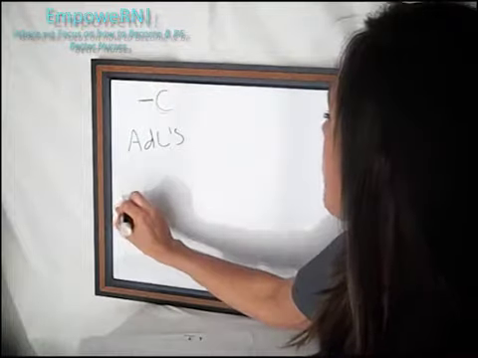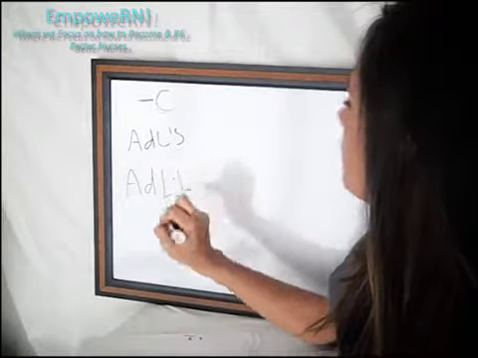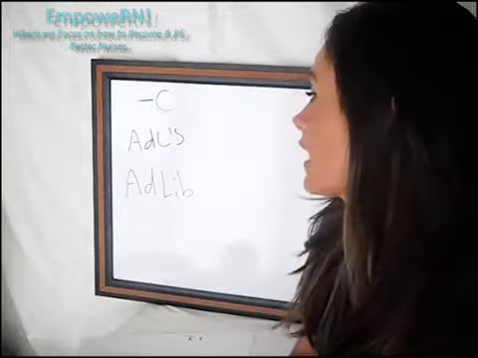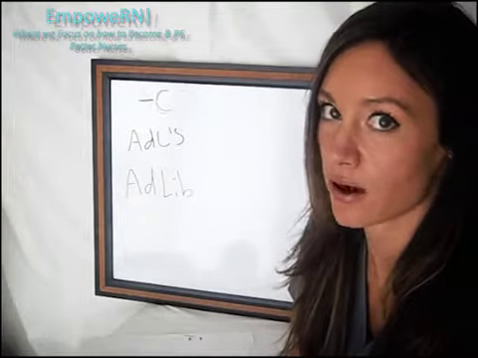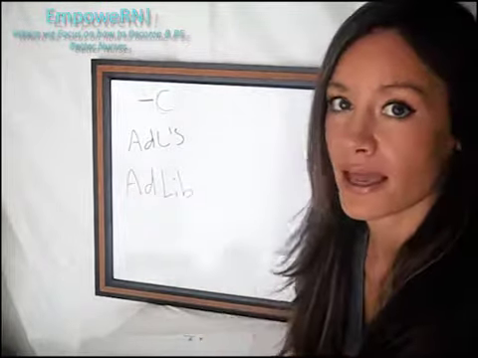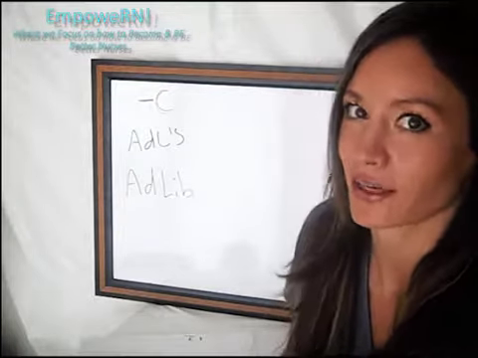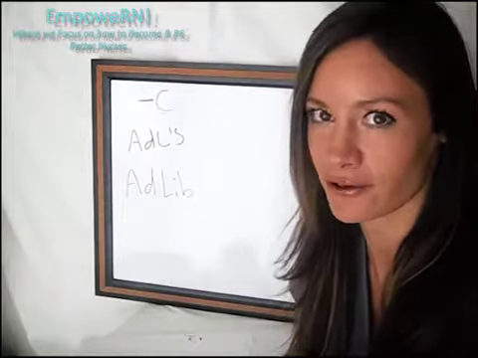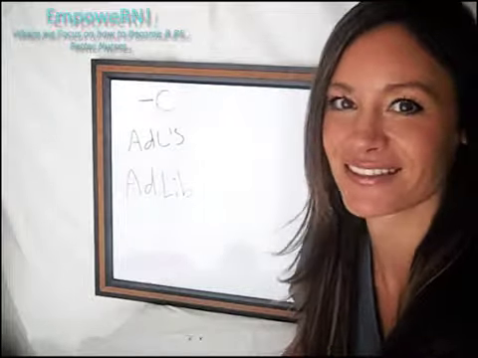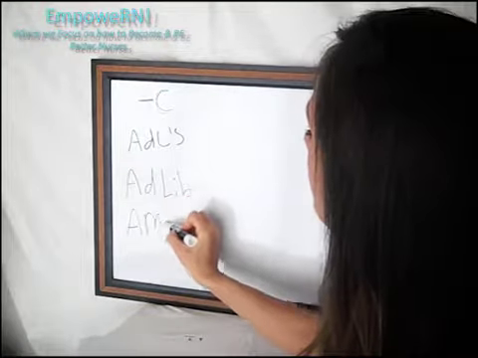Another thing that you'll see a lot is ADLIB. Now, a doctor will say the patient's activity is either bed rest, which is sometimes BR, or ADLIB. And ADLIB basically means that they can do whatever they want. They can walk around, they can jump up and down, they can just do whatever they want. That's what ADLIB means.